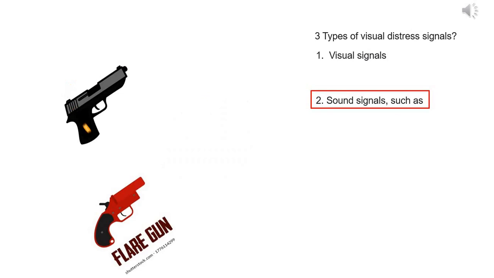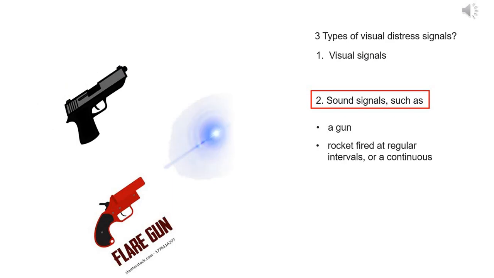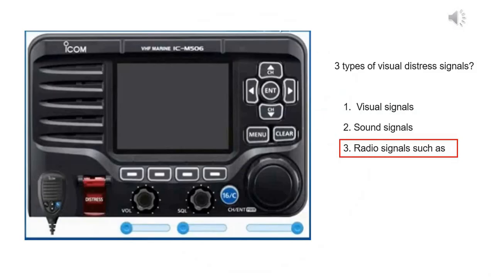Three types of visual distress signals. 1. Visual signals. 2. Sound signals, such as a gun or rocket fired at regular intervals, or a continuous sound. 3. Radio signals such as Morse group SOS.